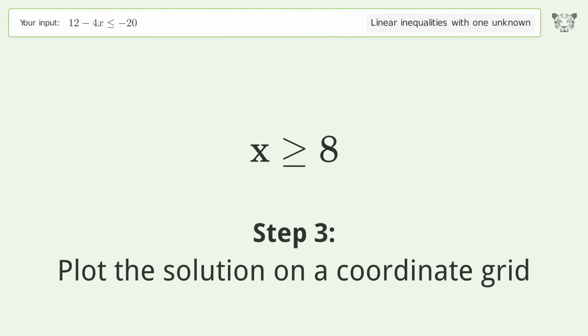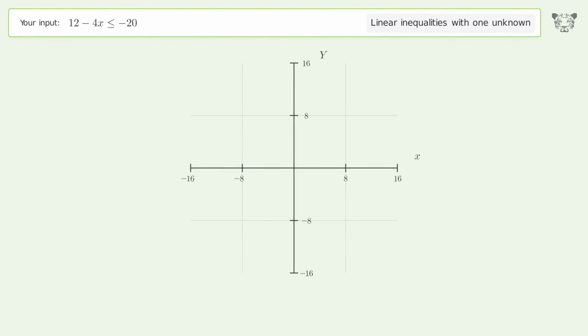Plot the solution on a coordinate grid. And so the final result is x equal or greater than 8.